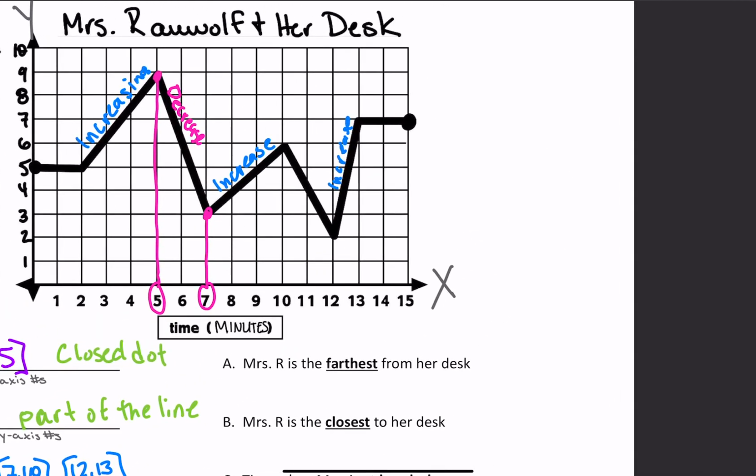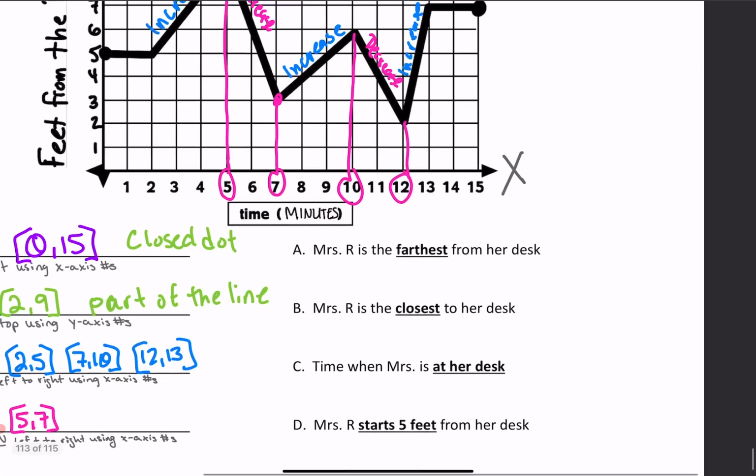Continuing my journey, we already know this part's increasing. Oh, this part goes down when I go left to right, so that's going to be a decrease. Starts decreasing at 10, stops here at 12. So I go from 10 to 12.